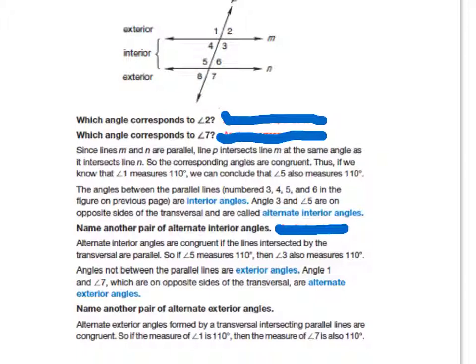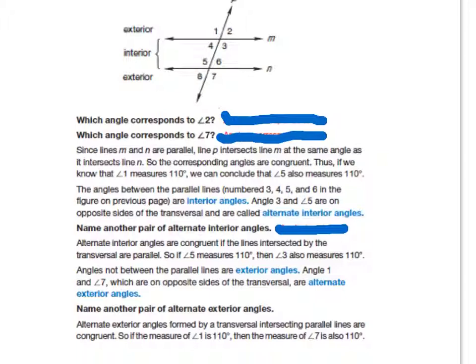So angles not between the parallel lines are exterior angles. So again, 1 and 7 are exterior, outside of the box, so to speak. And we can say that angle 1 and angle 7, which are on opposite sides of the transversal, are alternate exterior angles. And again, they're going to be congruent. If we know that one of them is 110, we'll know the other one is.